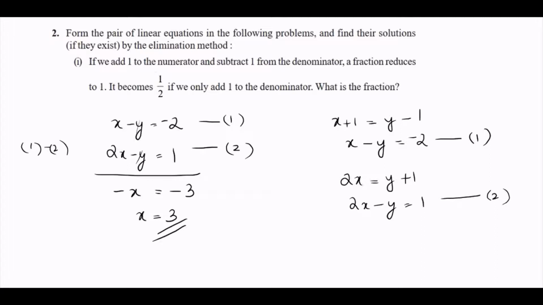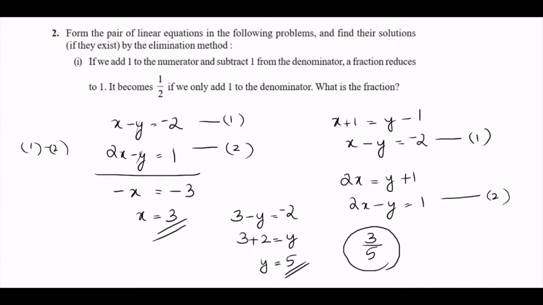Now we have to substitute it in any one of the equations and find out the y value. So x minus y equal to minus 2. So 3 minus y is equal to minus 2. That is 3 plus 2 is equal to y. y is equal to 5. So our y value is 5. So the fraction is 3 by 5. That is, we have taken numerator as x and denominator as y. So the x value is 3 and y value is 5. So our fraction is 3 by 5.